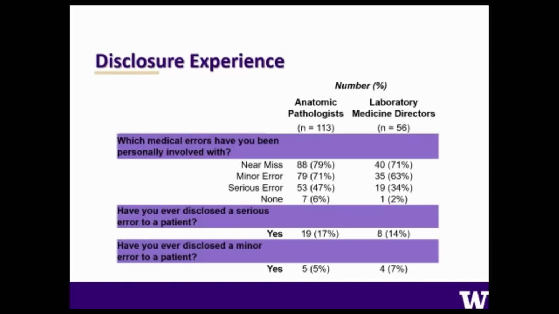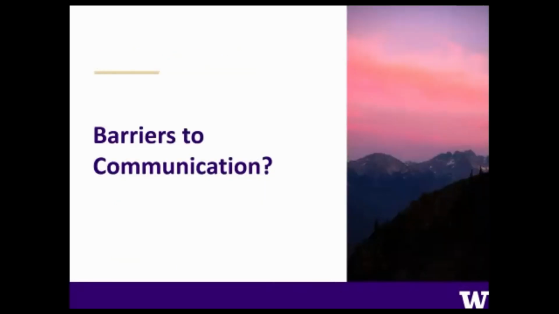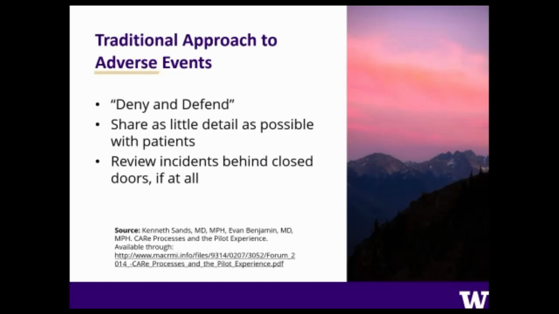But asked if you ever disclosed a serious error to the patient, very few have disclosed a serious error to the patient, and even fewer have been involved in a disclosure of a minor error. So why not? They said, 90% of them, that they should disclose the error, but in fact, clearly they're not. So what are the barriers?